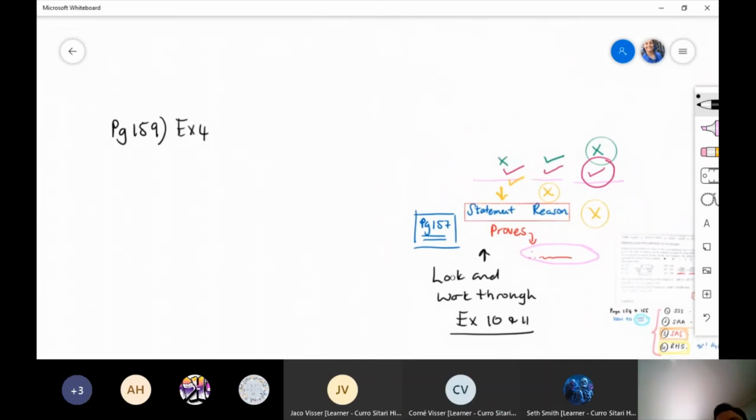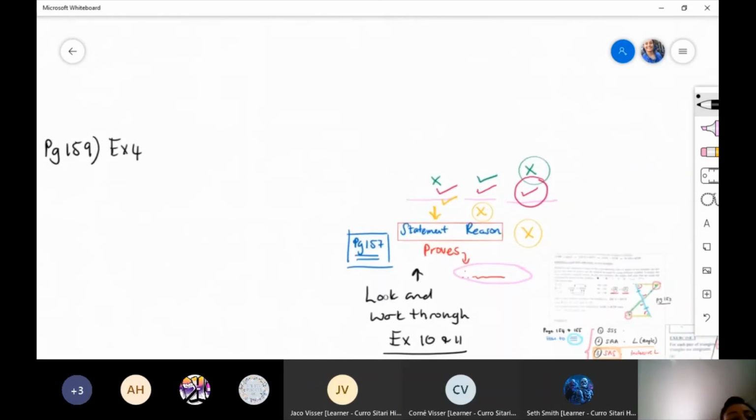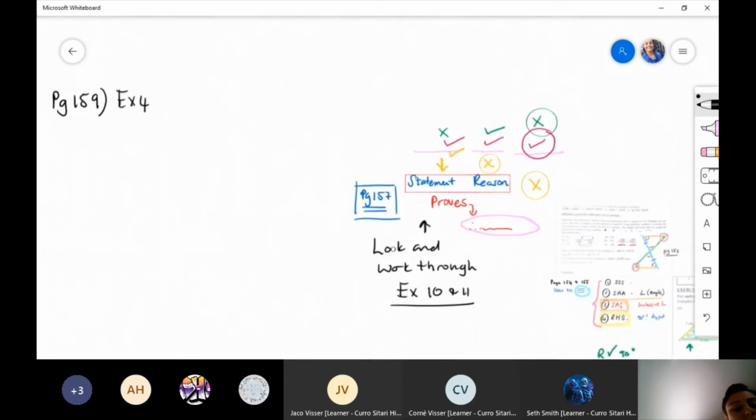But now that you've kind of got all those things going, by the time you get to exercise 4, number 1A, for example, then we want to now show the marker that we know what we're doing. Number 1 states, prove that triangle ABC is congruent to triangle DEF.